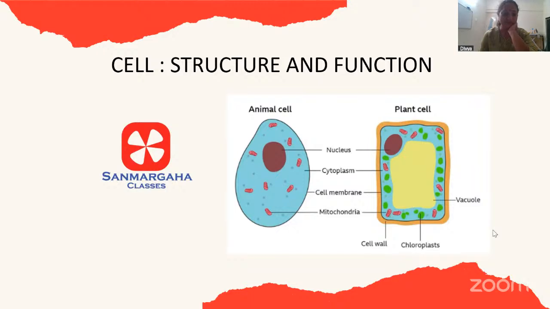Okay, so let us deal with an important topic today, that is the cell. Cell, its structure and function. I will be sharing the screen. So first of all, let us deal with the cell structure and function.